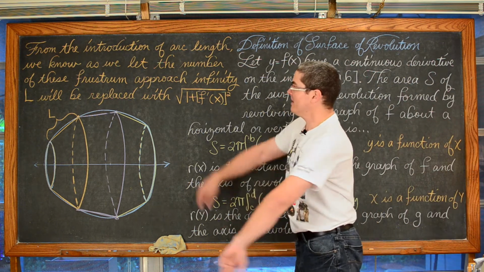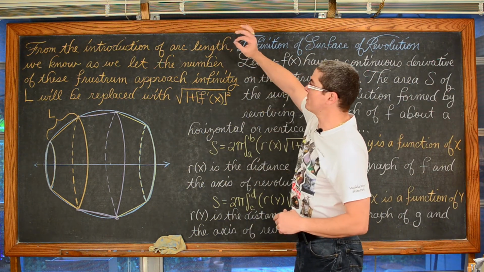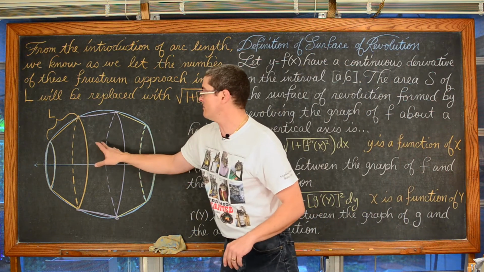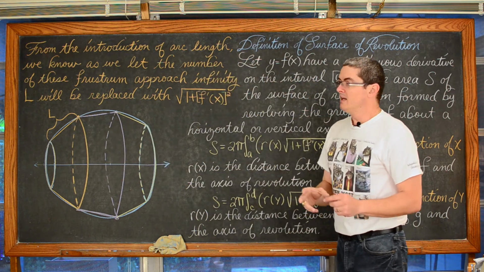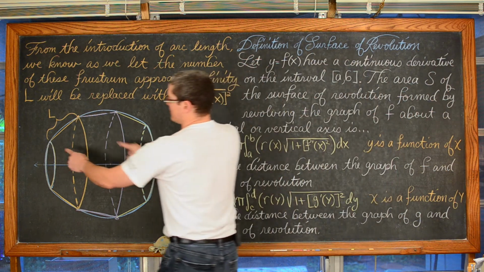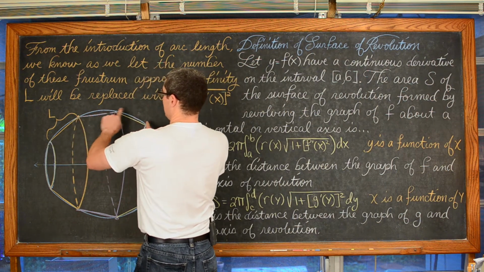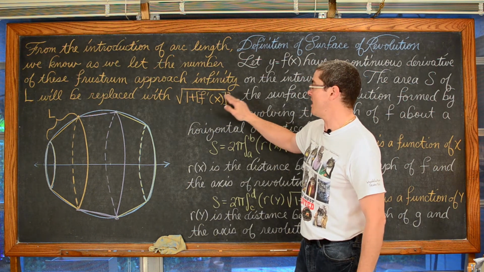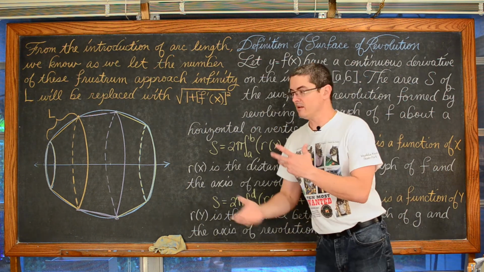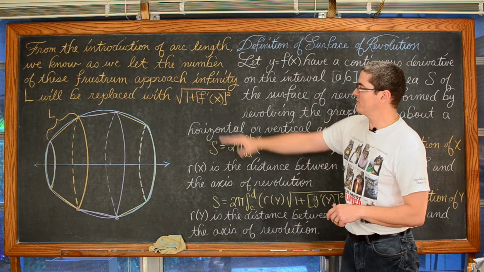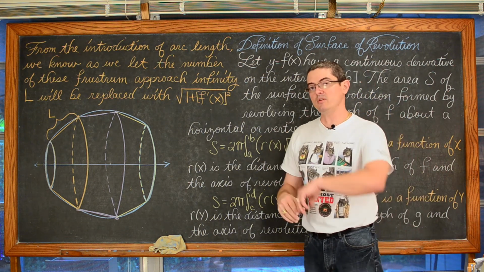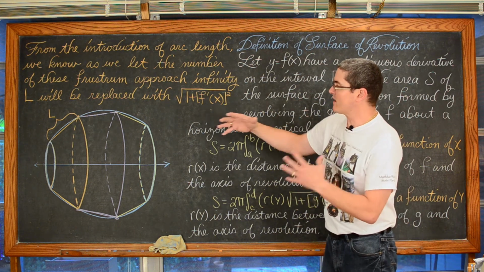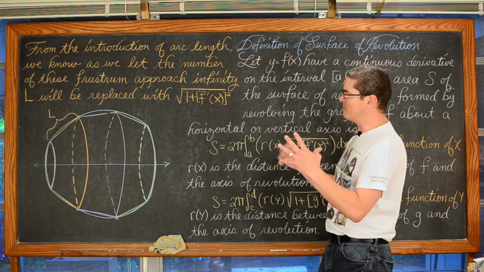And one more time, I know I'm repeating myself, but to put it in words from the introduction of arc length, we know as we let the number of these frustums approach infinity, L, which is the length of the segment between these points, is going to be replaced with the square root of 1 plus f prime of x squared, if your function is y in terms of x. And if you want to see the part of this derivation that I'm skipping, you can watch my previous video in my calculus playlist and actually see that develop.